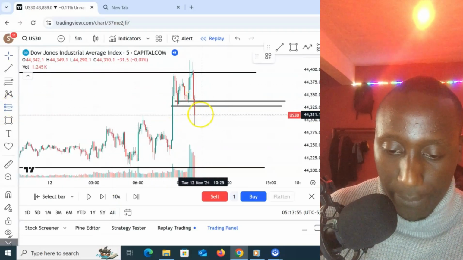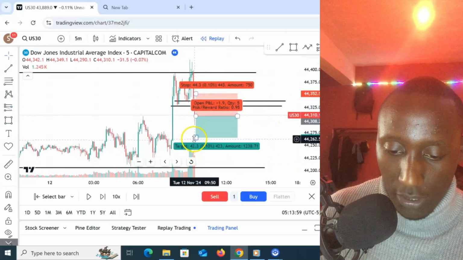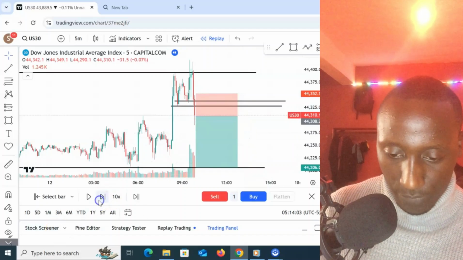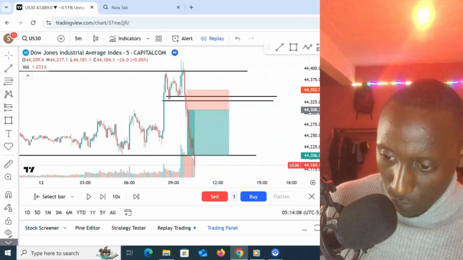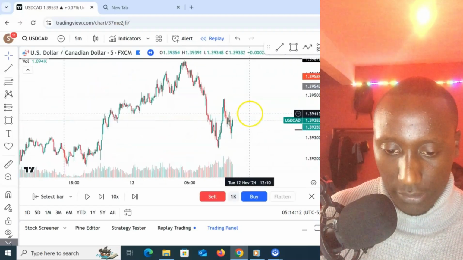So once price breaks below the level, you can get in, stop loss above the breakout candle, and then you can target the lows like that. It's as simple as that. Same thing with this trade that we took today on USD CAD.